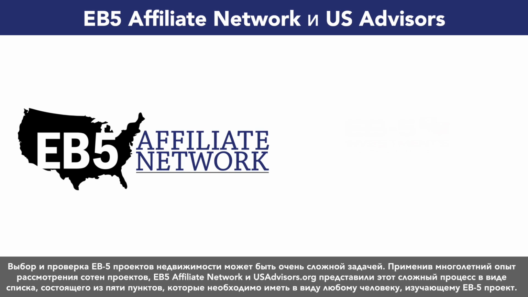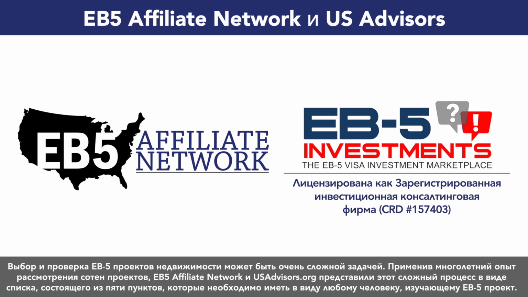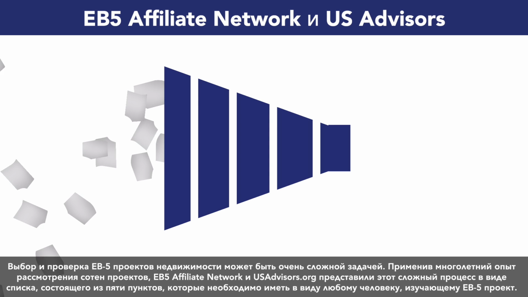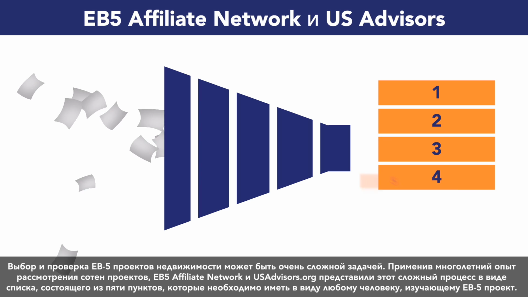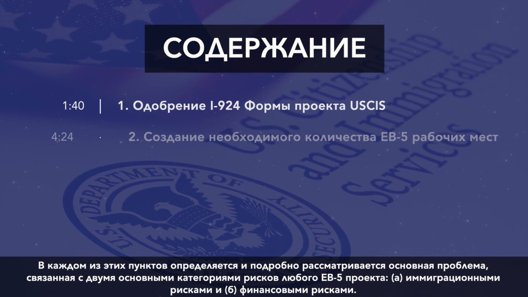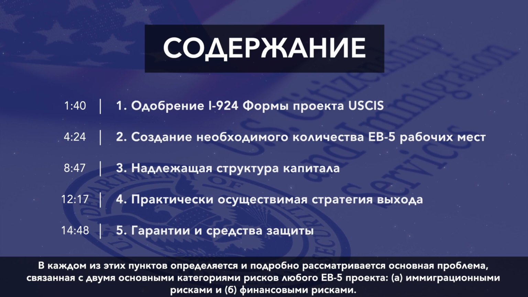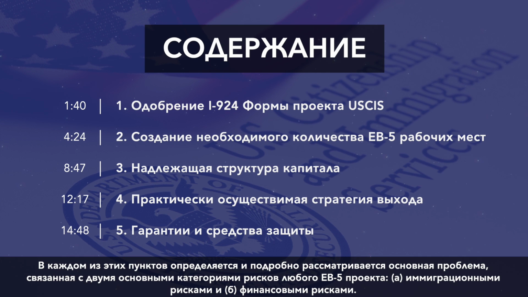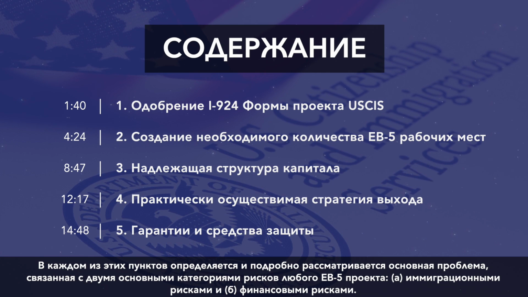Selecting and conducting diligence on EB-5 real estate projects can be a daunting task. Drawing on years of experience in reviewing hundreds of projects, EB-5 Affiliate Network and USadvisors.org have distilled this complex process into a list of the 5 things that matter most for anyone reviewing an EB-5 project. Each of these considerations identifies and explains a core issue related to the 2 key risk areas of any EB-5 project: immigration risk and financial risk.